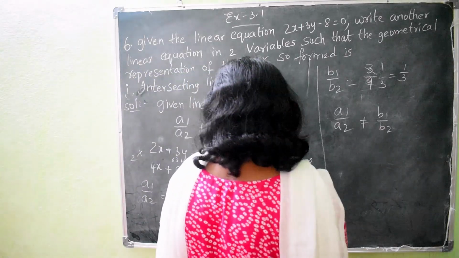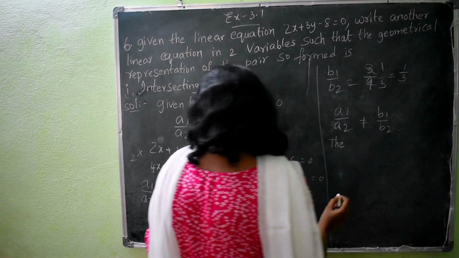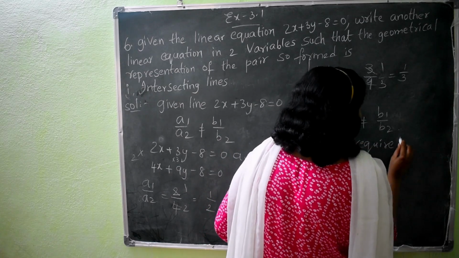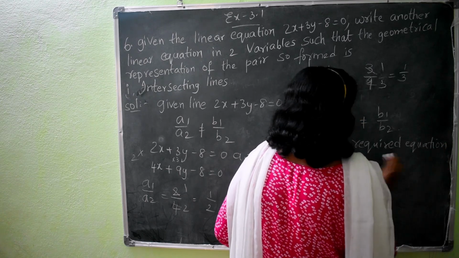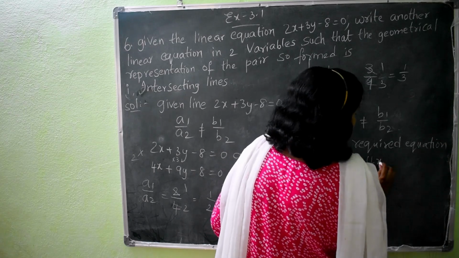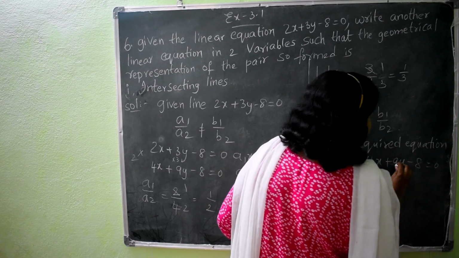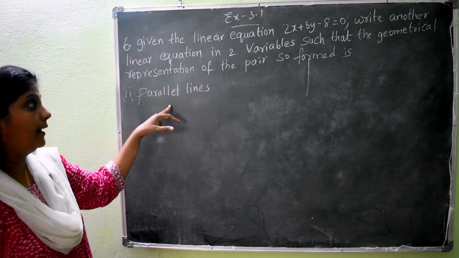So what is the equation we have framed? The required equation is 4x plus 9y minus 8 equal to 0. Understood? Next question, parallel lines.